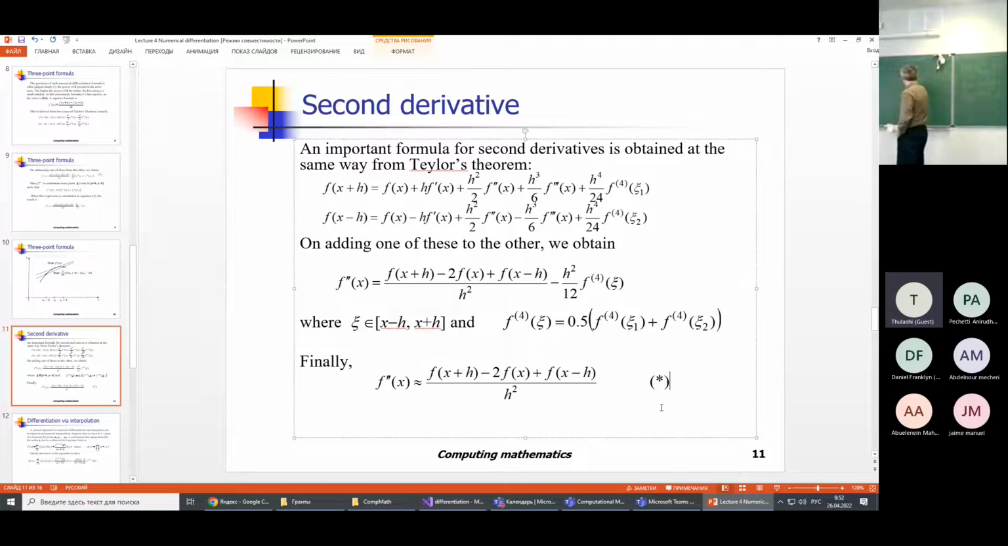Well, here, what is the value of f of x plus h? 1.331. And here, f of x minus h, 0.729. Okay, and if you carry out all of these operations, you will get 6.